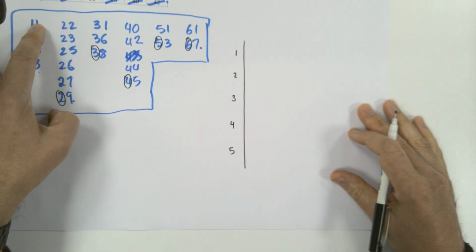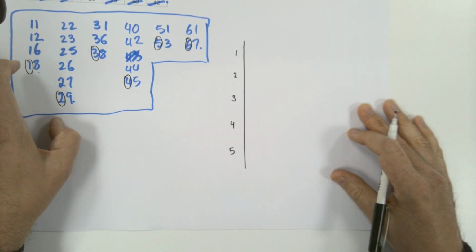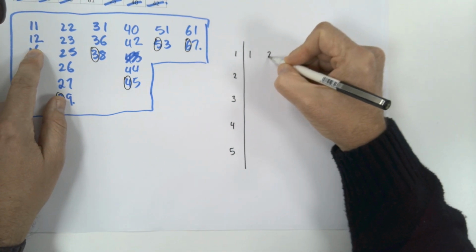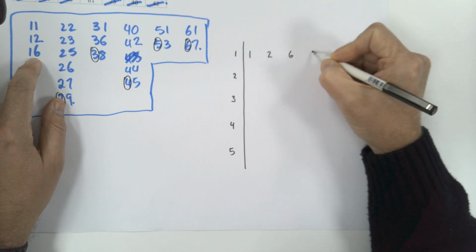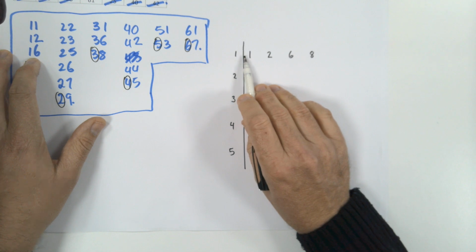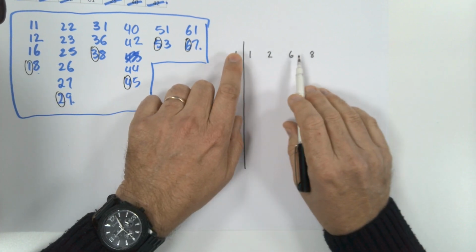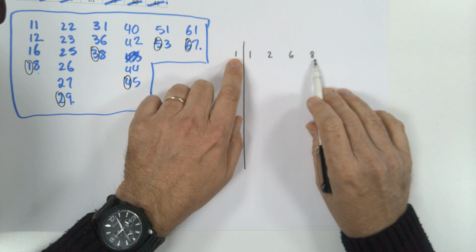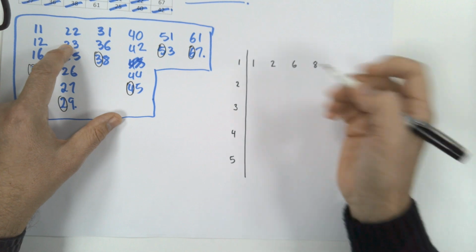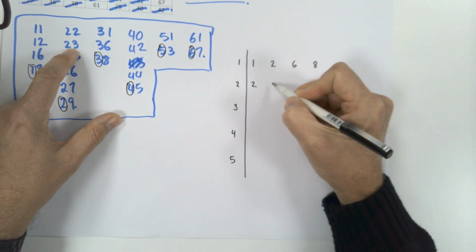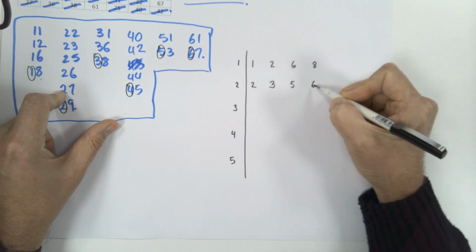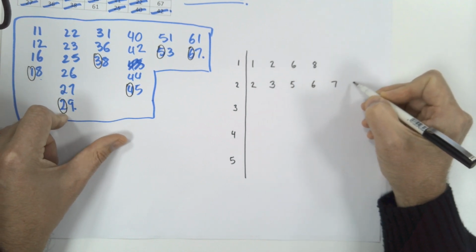Okay, so let's look at the 10s here. I've got 11, 12, 16, and 18. I do that, and I'm pacing it out nicely. So what does that mean? These two bits here together, they mean 11. Those two mean 12. Those two mean 16. Those two mean 18. Okay, so now let's look at the 20s. I've got 22, 23, 25, 26, 27, and 29.